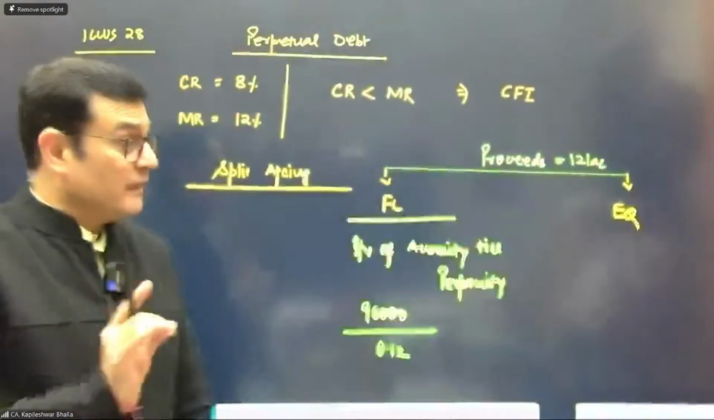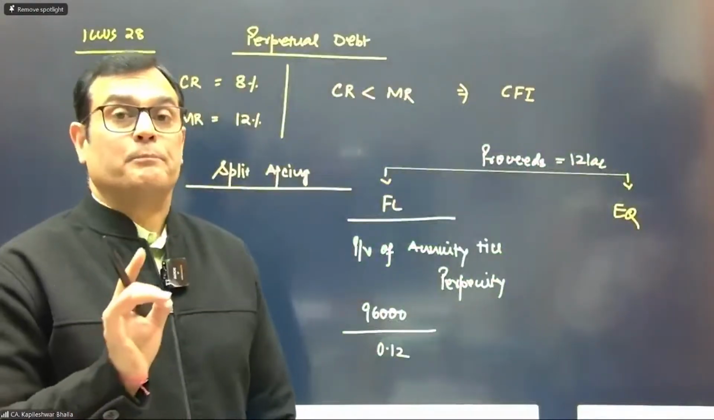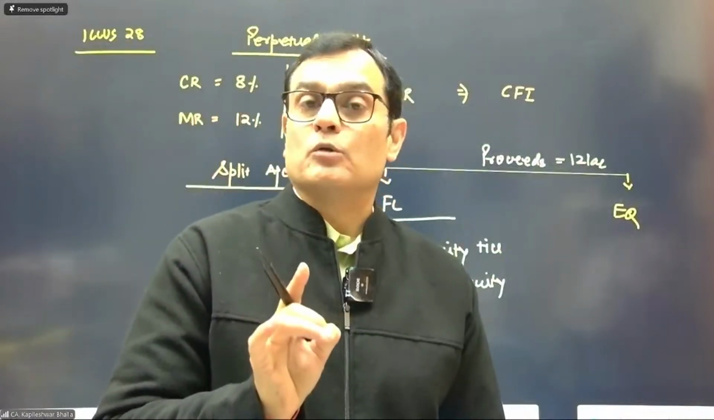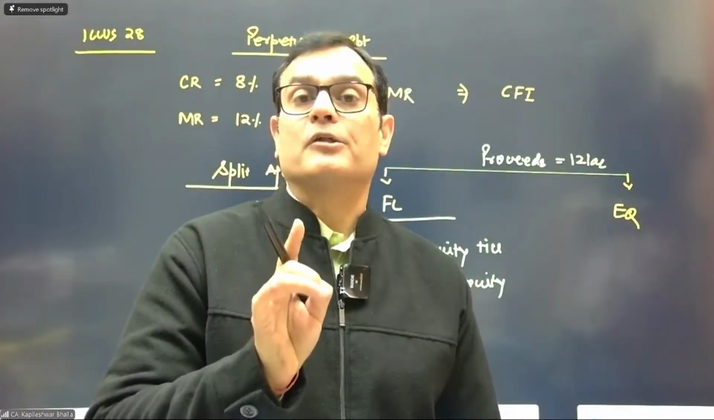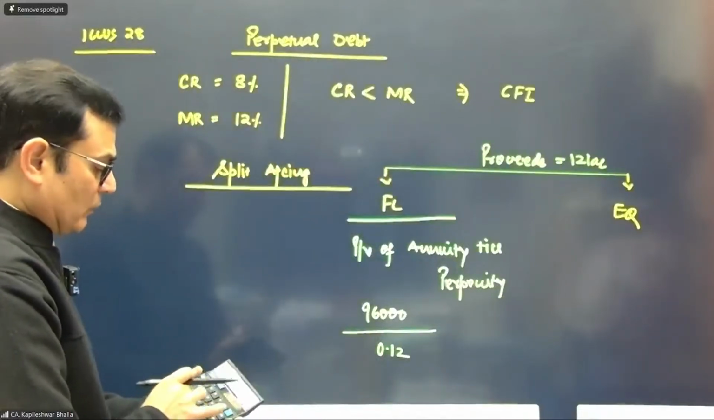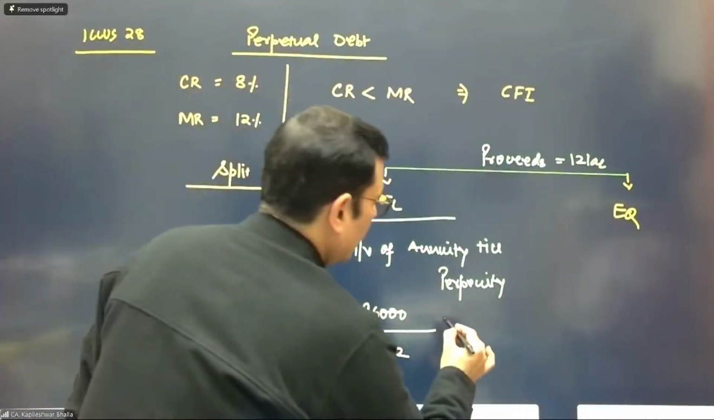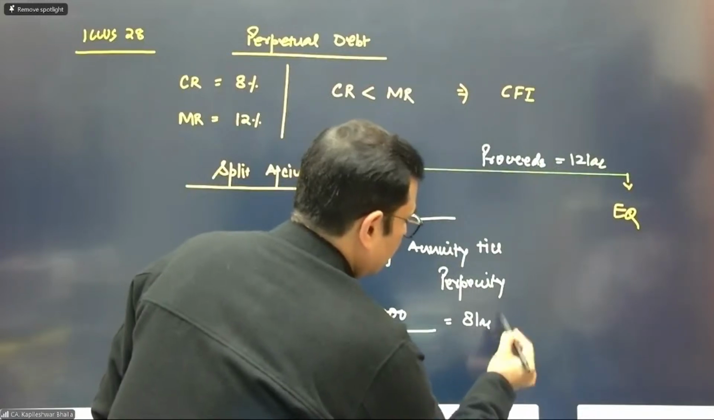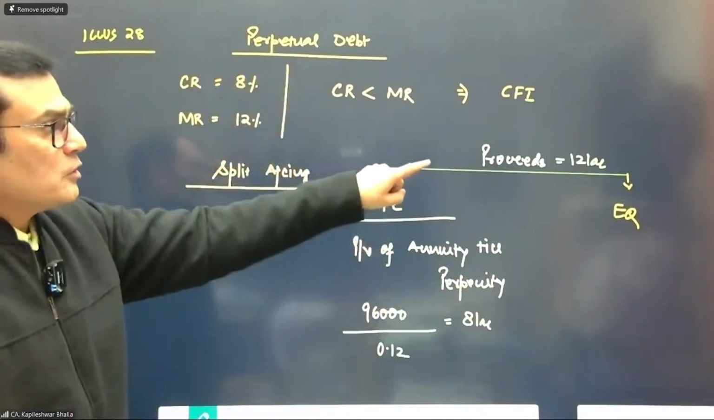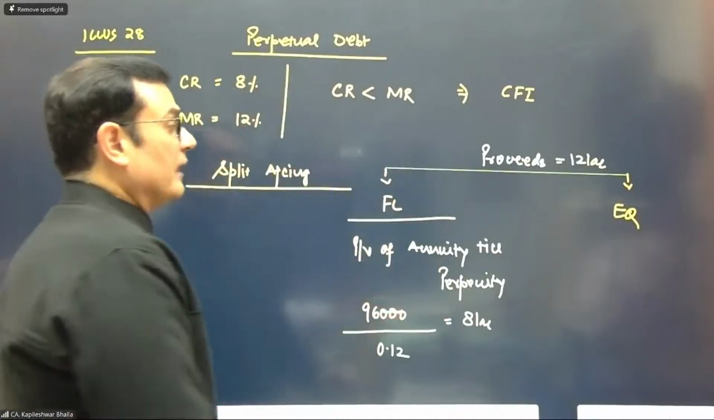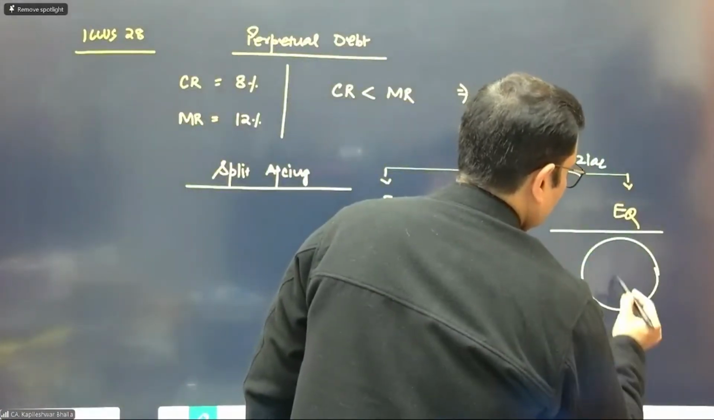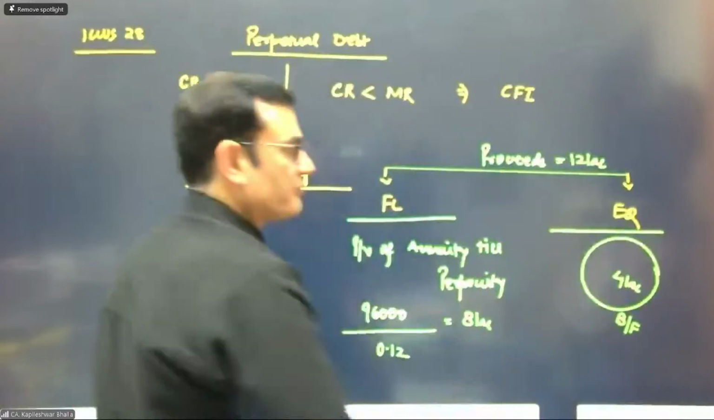As I said earlier as well, when you are going to consider a perpetual debt instrument, the rate at which discounting will take place is the market rate given in the question. So 96,000 is divided by 12%, A by R. So this works out at 8 lakhs. Now we can clearly see that out of this 12 lakh rupees, 8 lakhs is the financial liability. So the balancing figure, that is 4 lakh rupees, is going to be equity.